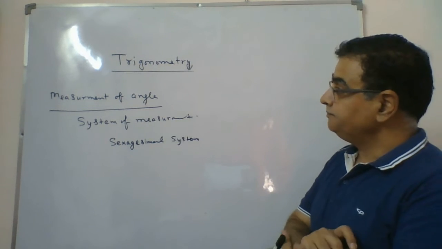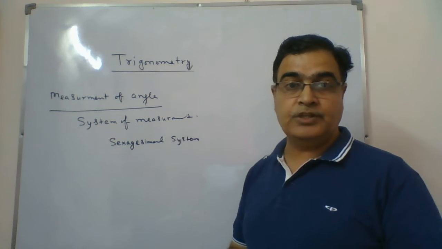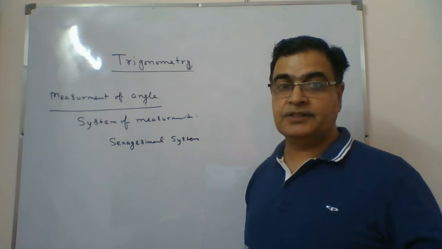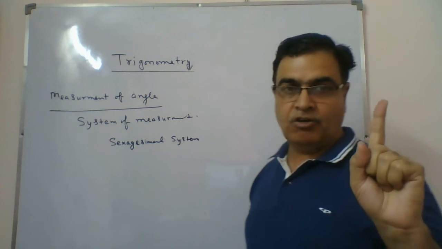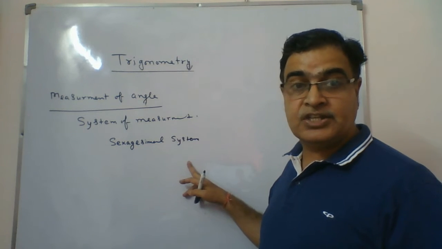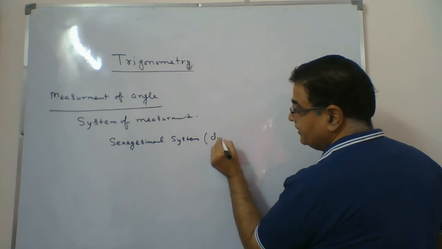We are coming to the system of measurement, in which system we are going to measure the angle, we should know that. One system we have already done, that is called the sexagesimal system, or it is called the degree system.